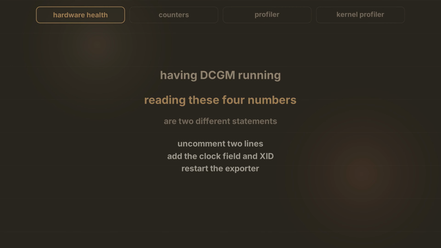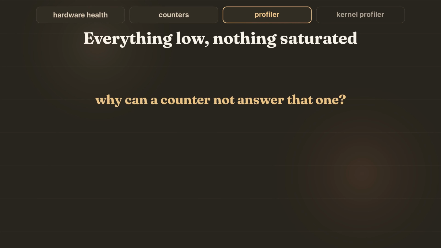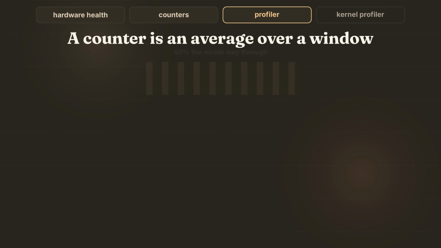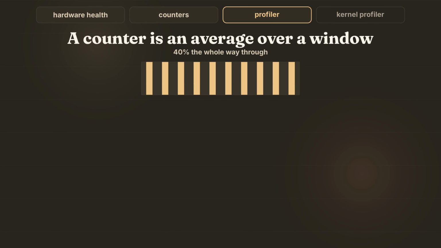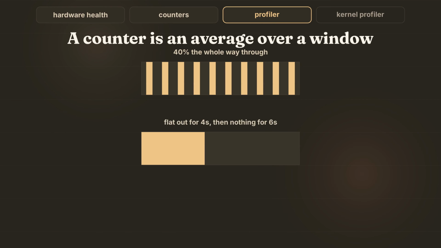So back to the case that sent us down here. Everything low and nothing saturated. And why can a counter not answer that one? Because a counter is an average over a window. So it hands you one number for the whole of that window, and it throws away the order things happened in. So it comes back and says the memory interface was busy 40% of the time. And that can mean it ran at 40% the whole way through, or it can mean it ran flat out for 4 seconds and then nothing happened for 6.